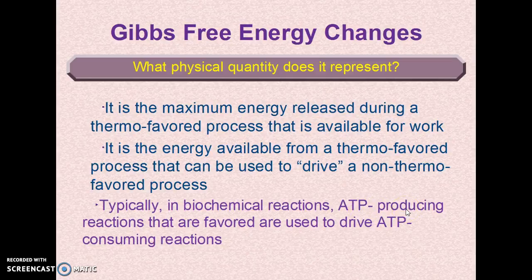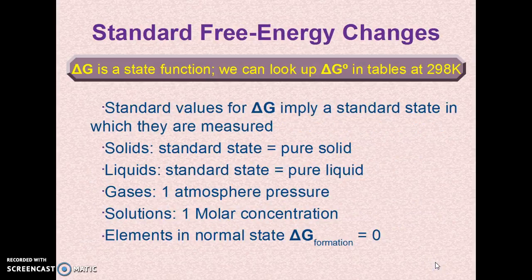ATP-producing reactions are favored. For instance, the oxidation of glucose. That produces ATP, and the reaction itself is thermodynamically favored because the delta H's are negative and the entropy changes are generally positive. Those ATP-producing reactions then give you ATP that is used to drive ATP-consuming reactions. And that really is the thermodynamics of biochemistry right there.